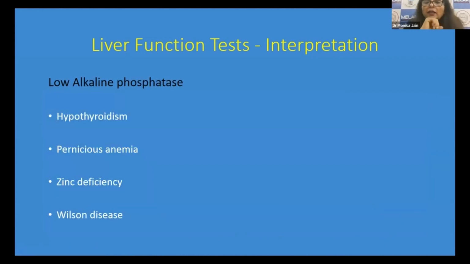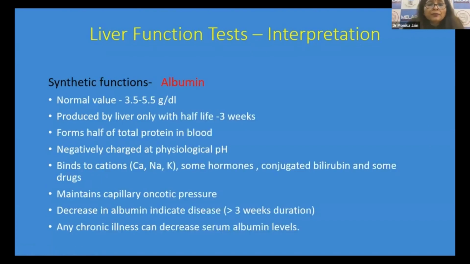We have interpreted raised alkaline phosphatase, but sometimes we get a report of low alkaline phosphatase also. Many a time this is interpreted as a lab error, but this is not so. If we get a low alkaline phosphatase level, look for hypothyroidism, pernicious anemia, some zinc deficiency, and specifically, when a patient has chronic liver disease with low alkaline phosphatase, look for Wilson's disease, because that could be one of the causes for a low level of alkaline phosphatase in the presence of liver disease.